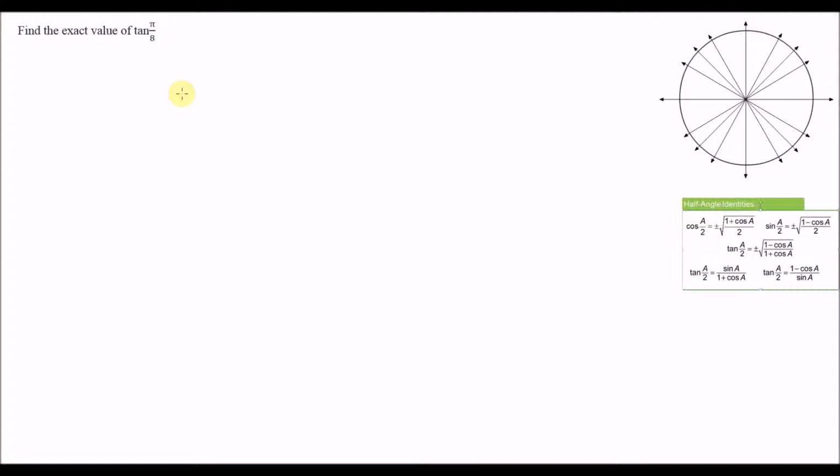Moving on to our third question, we're asked to find the exact value of tan pi over 8. Now, I'm just going to convert this pi over 8 to degrees, just so this can be a lot easier. Using that little formula, we get 22.5 degrees. Now, we have tan here, so we're going to have to look at our half angle identities and look for tan. And there are 3.